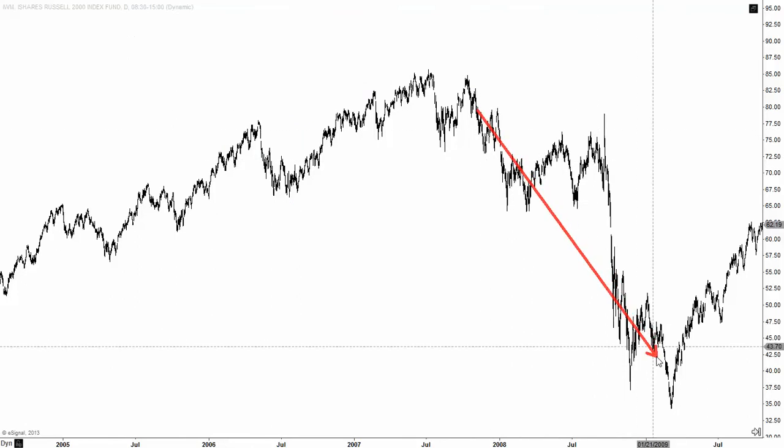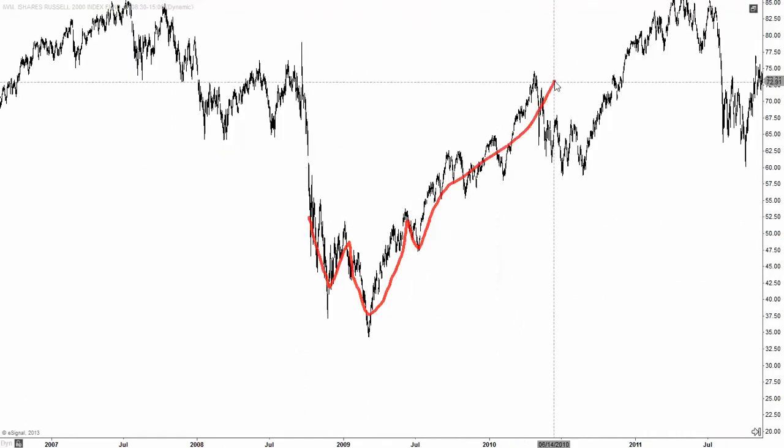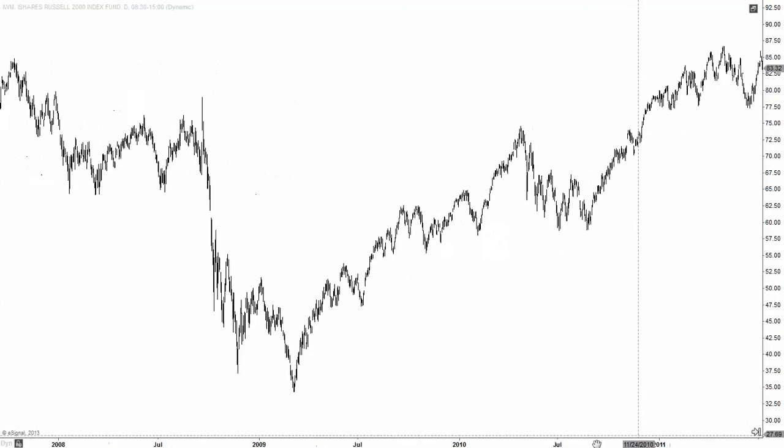I mean, look at that. Look at the size of that thing. Look at this inverted head and shoulders here. Nice, right? So let's continue here with our research.